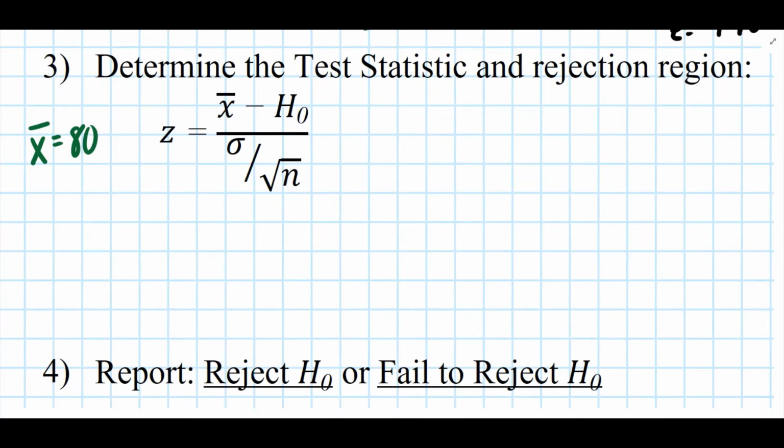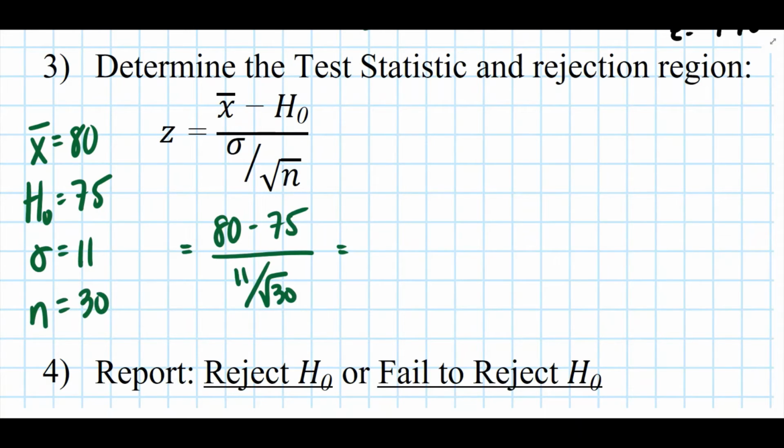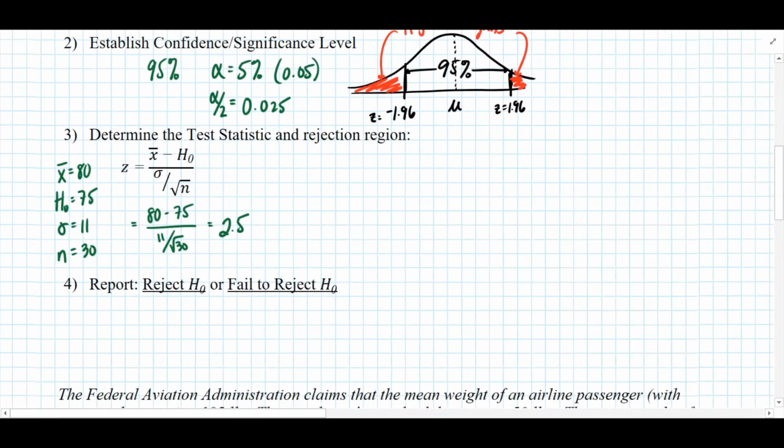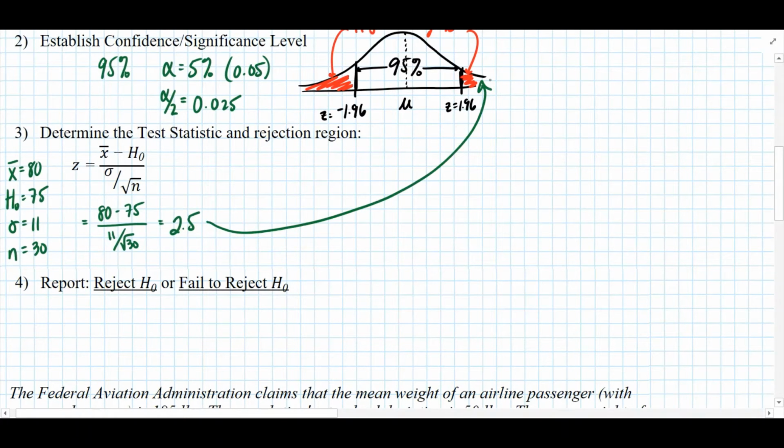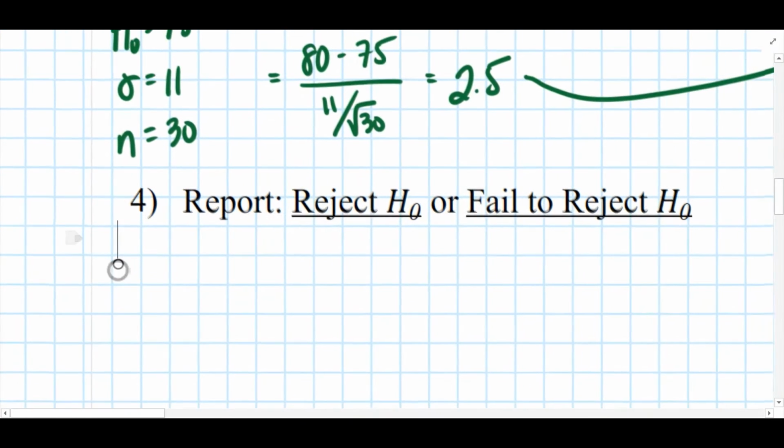Our x-bar value was 80 with an H naught value of 75, a sigma value of 11, and a sample size of 30. With a calculator off screen, I compute this result to be about 2.5. 2.5 falls into our rejection region since it occurs to the right of 1.96. Therefore, we reject the null hypothesis.